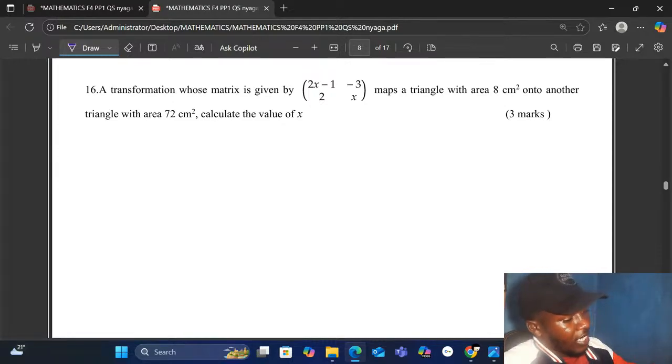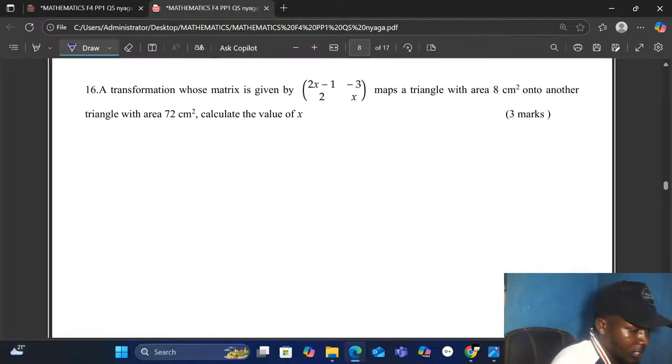And the question reads, a transformation whose matrix is given by 2x minus 1, 2, x, and negative 3, maps a triangle with area of 8 square centimeters onto another triangle with area of 72 square centimeters. Now you are supposed to calculate the value of x. You are now required to find the value of x.